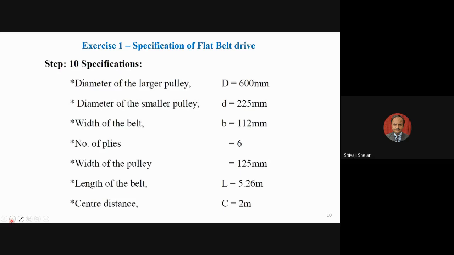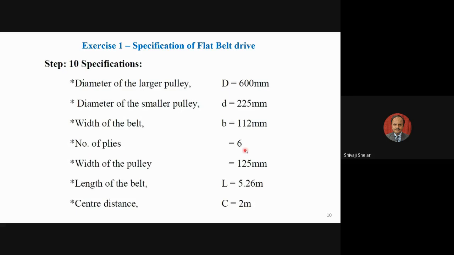Now we will summarize the results here. So we are writing down the specification of the belt drive now. The diameter of the larger pulley is given in the problem, that was 600 mm. Diameter of the smaller pulley, depending upon the speed ratio, we calculated, and it has come to 225 mm. Width of the belt, we have calculated based on the selected high-speed belt for 6 number of plies. We have calculated this width as 112 mm.